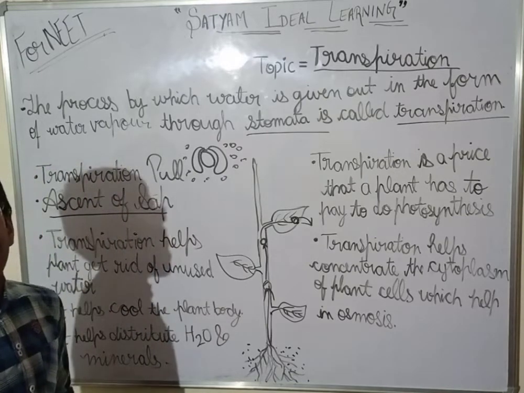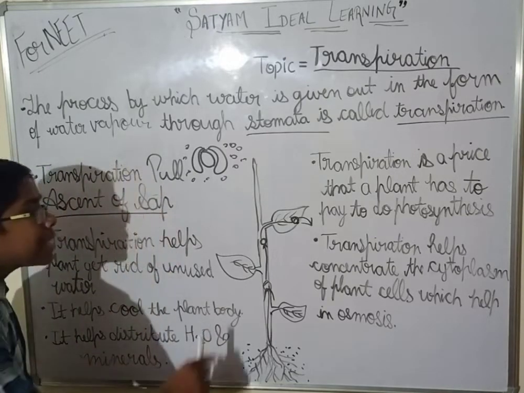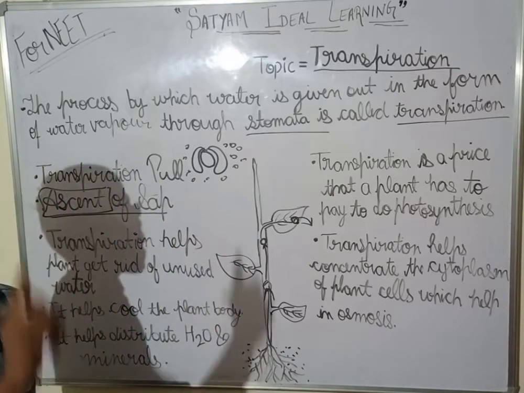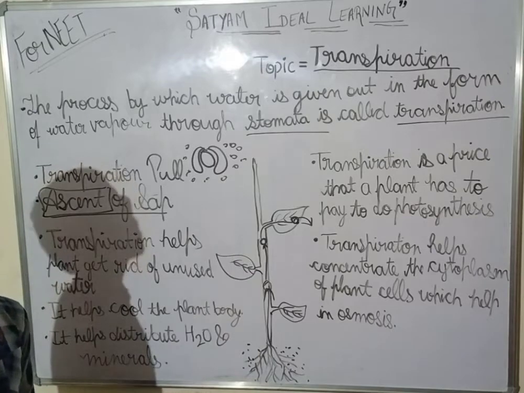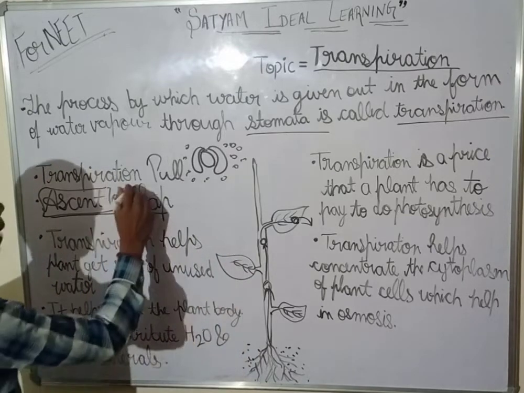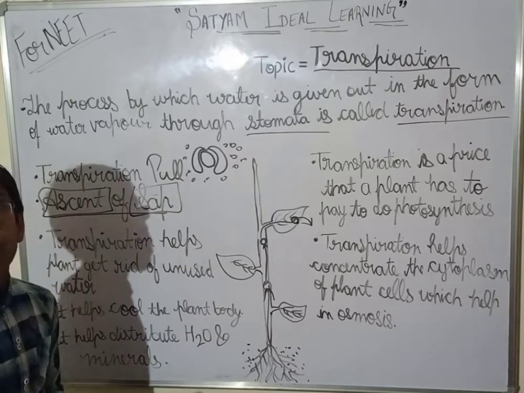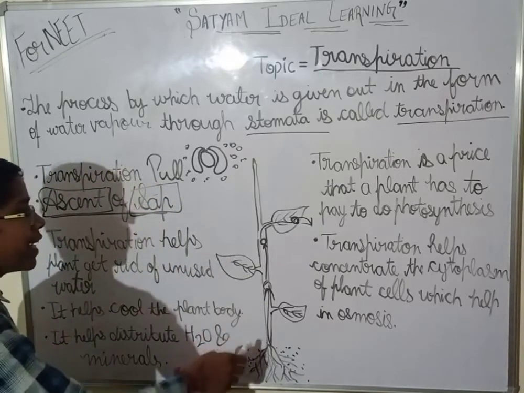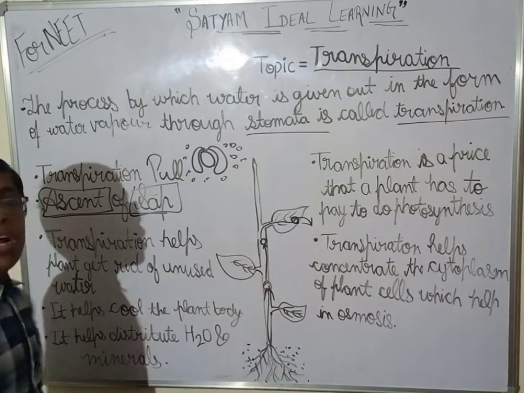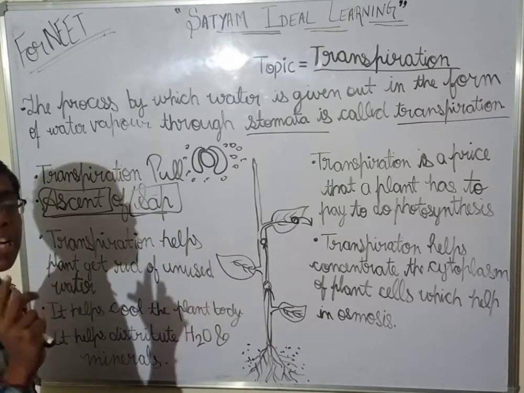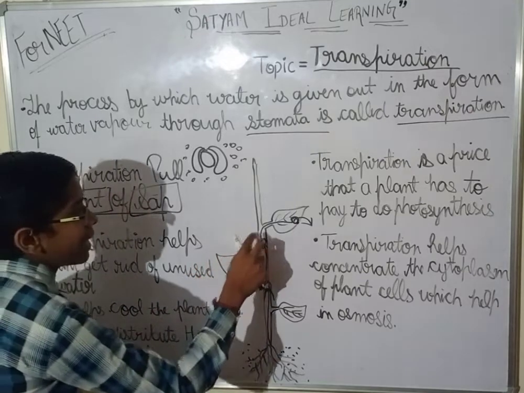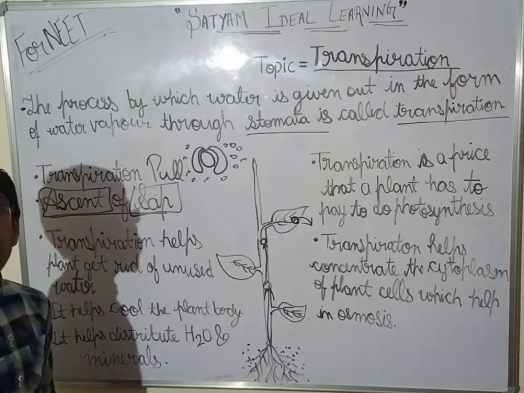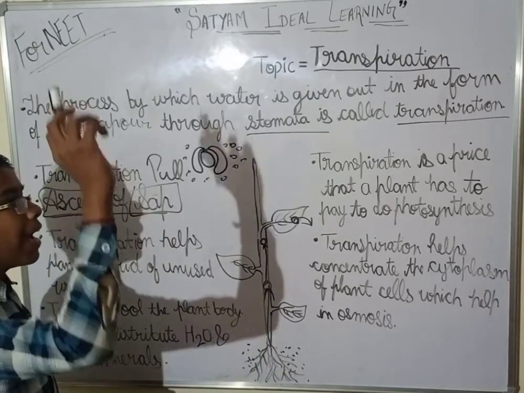The upward movement of water and minerals is ascent of sap. Now what is the meaning of ascent? Ascent means going upside, climbing upside. And sap means water and minerals, water dissolved minerals. So transpiration pull is the suction force which is created by the plant in order to fill up the space that has been created when transpiration occurs. And ascent of sap is the movement of water and minerals upside.